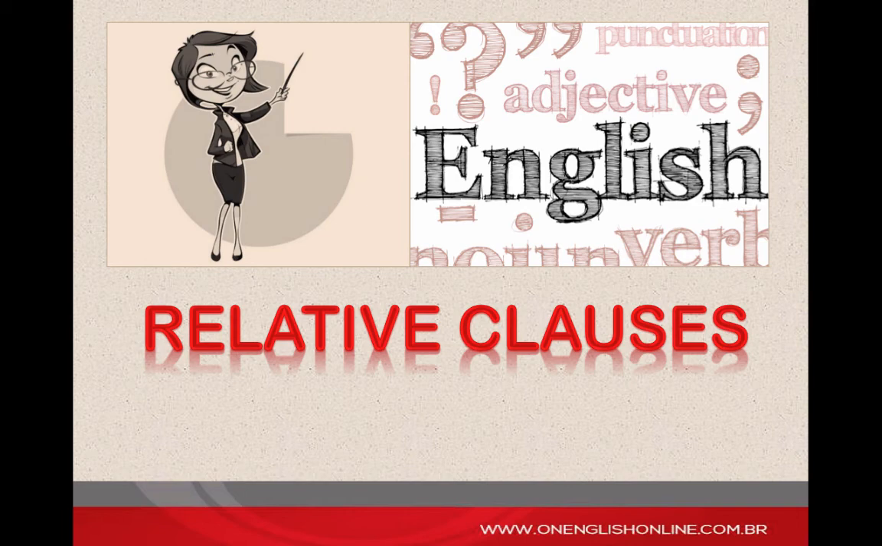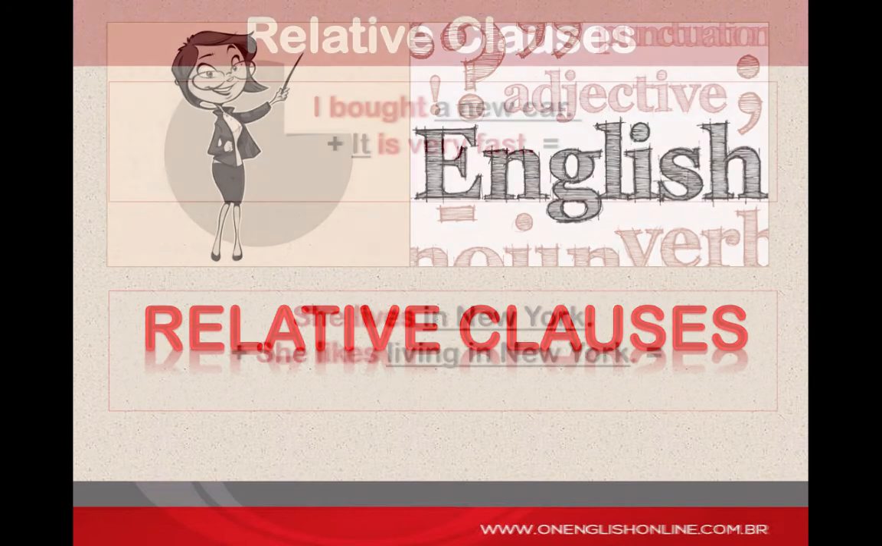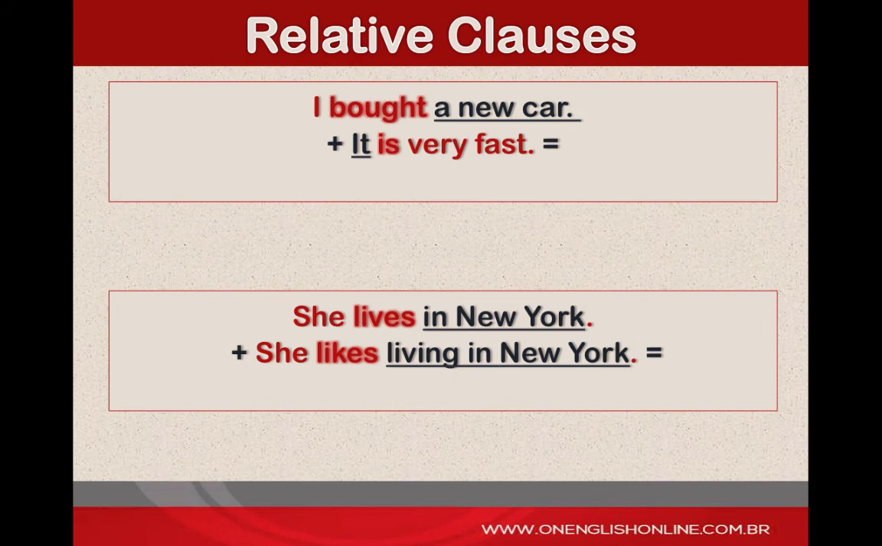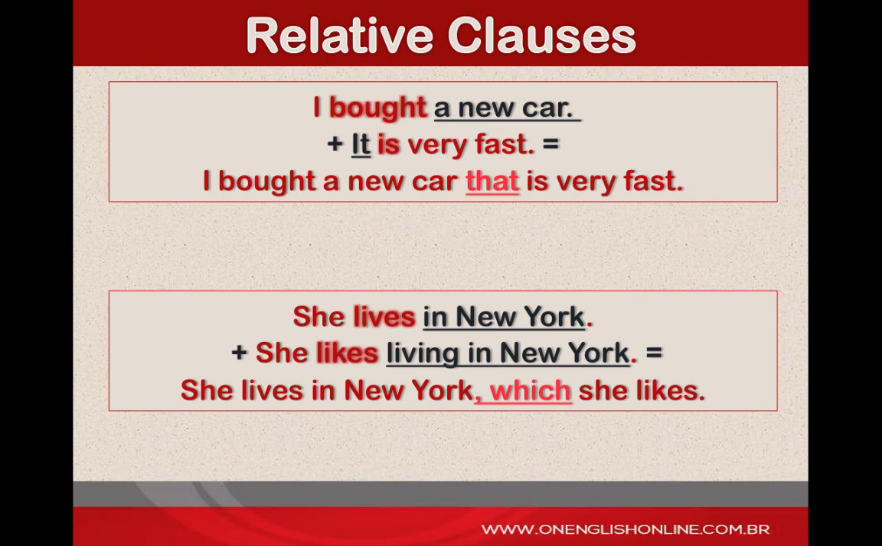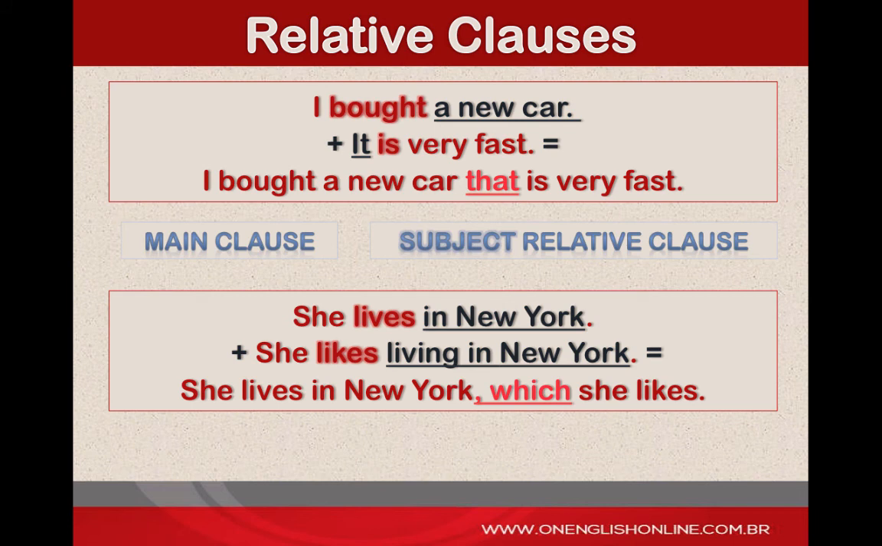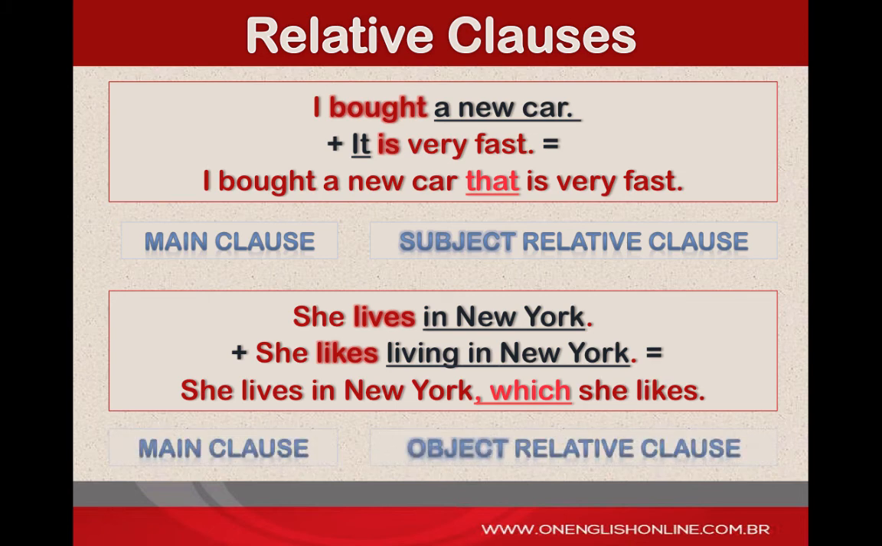I'm here to talk to you about one of the commonest grammar mistakes Brazilian students make: relative clauses. Think of a clause as a sentence with one verb. In order to avoid repetition of words, we use a relative pronoun to substitute for what you need to say twice. In this case, the relative pronoun that works as a subject. In this case, the relative pronoun which works as an object.